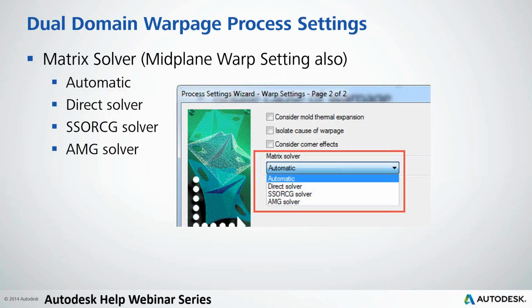The other options you have available are the direct solver, the SSORCG solver, and the AMG solver, which are definitely mouthfuls there. Rarely will you have to use an option other than the default automatic, but more information can be found about each of these matrix solvers in our Autodesk Help Insight if you are interested.